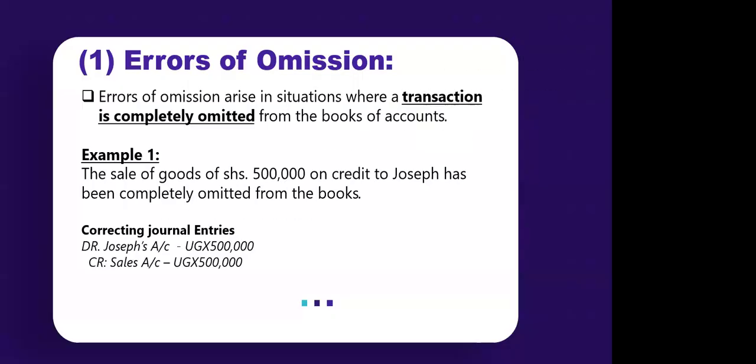So here we debit Joseph's account and credit the sales. That one we saw.